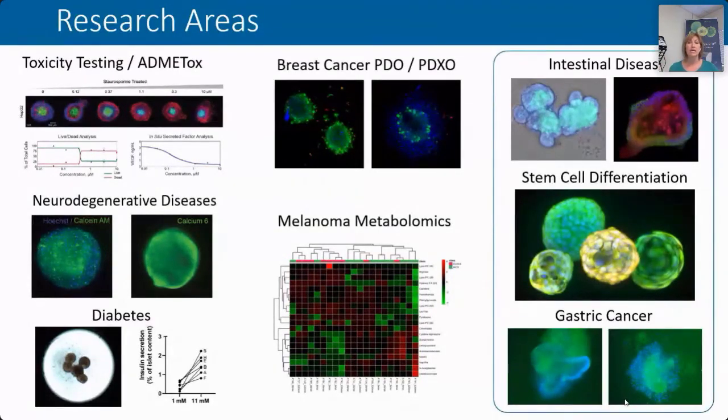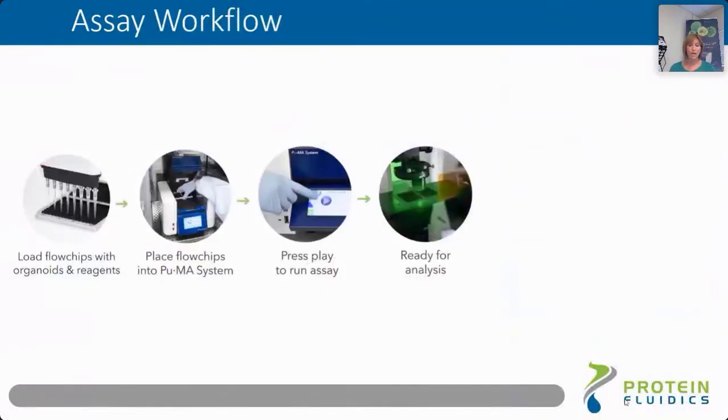And here on the right side, I specifically highlight models that we've been using with Matrigel, where we run assays in Matrigel in our flow chip. So here is mapped out the workflow that we have developed for use with the Puma system. The first step typically would be loading the flow chip with organoids or spheroids, depending on the model that you use, and all the reagents necessary for the assay.